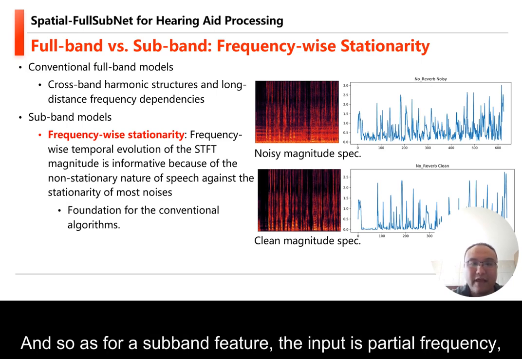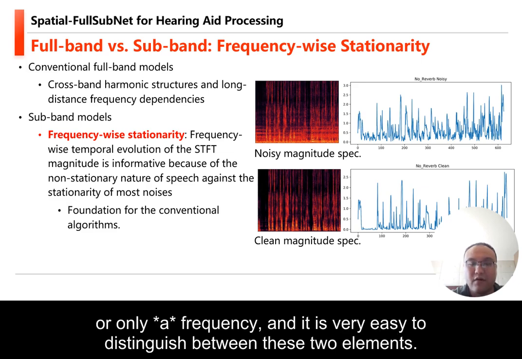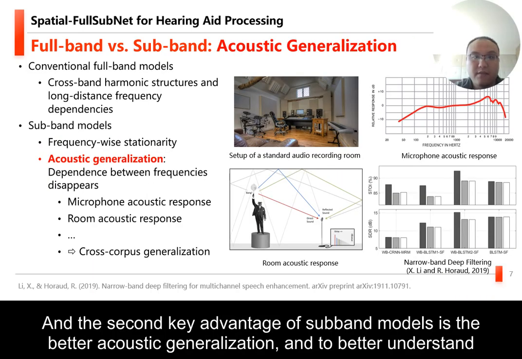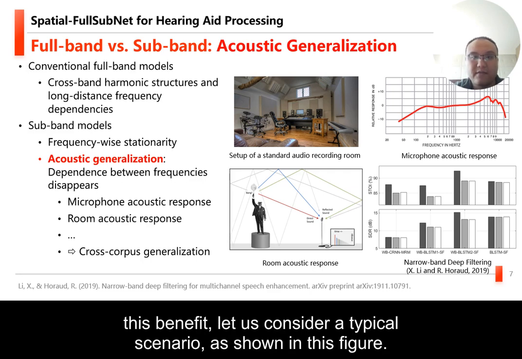As for a subband feature, the input is only a partial frequency, so it is very easy to distinguish between these two elements. The second key advantage of subband models is better acoustic generalization. To better understand this benefit, let us consider a typical scenario, as shown in this figure.